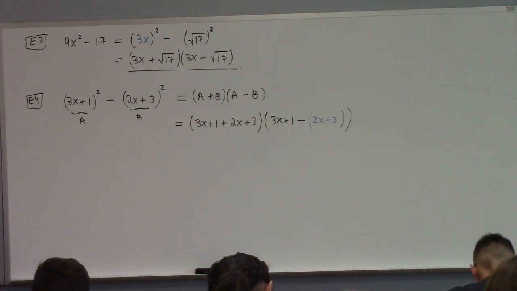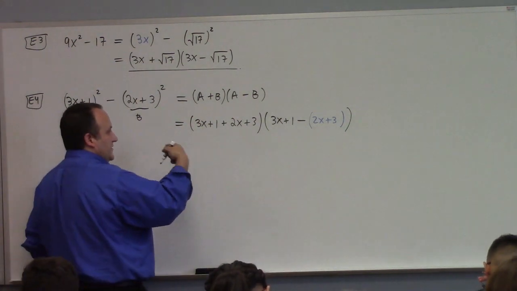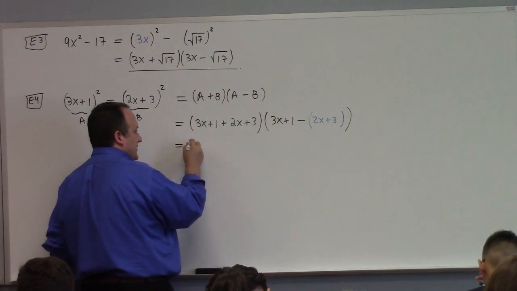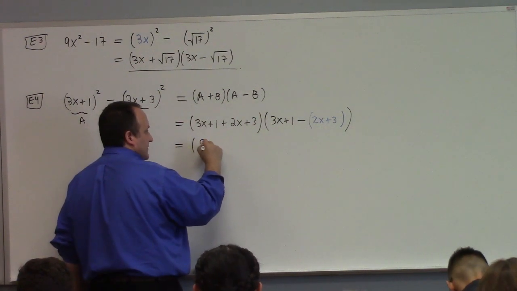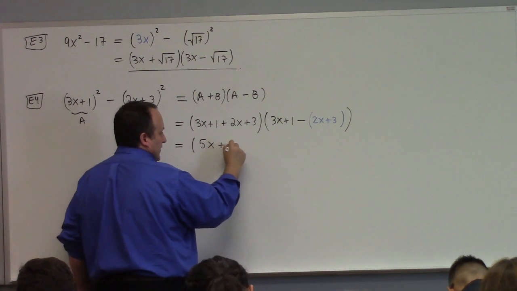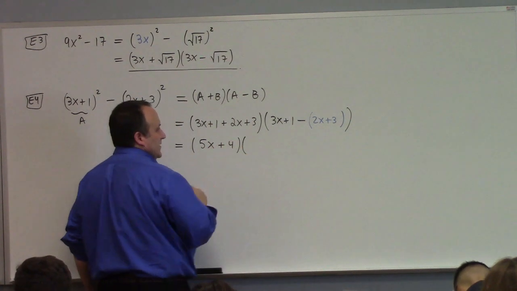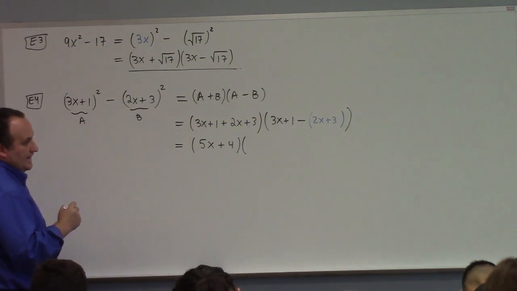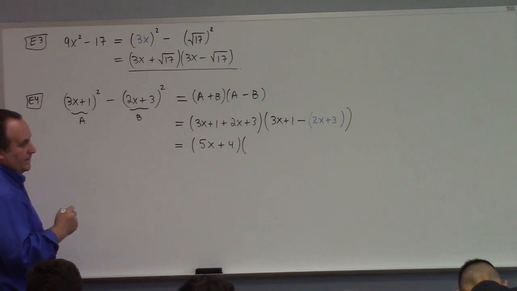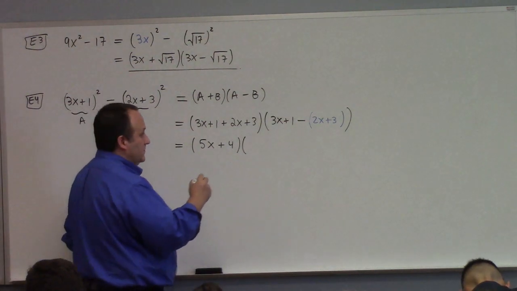All right, then we should gather like terms, right? So we've got 5x plus 4 times x minus 2. Am I right?